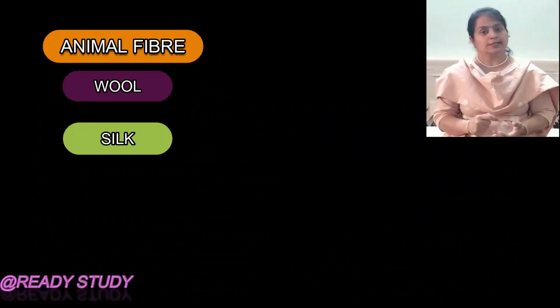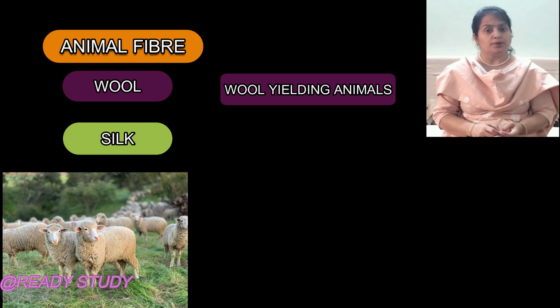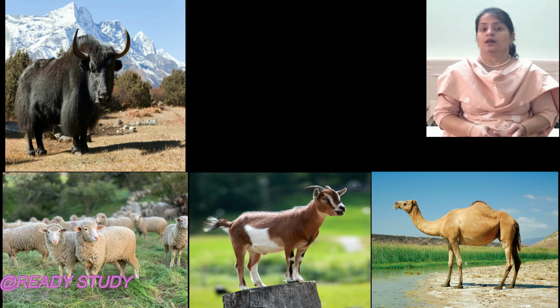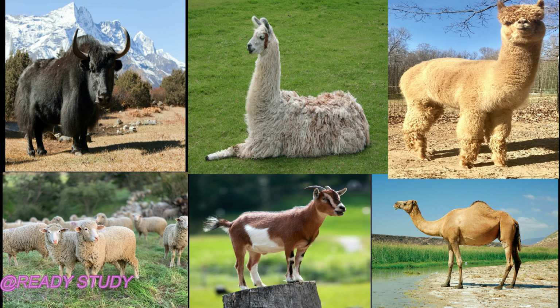Hello children, in class 6th we studied about plant fibers, that is the cotton and jute. Now in class 7th we'll talk about animal fibers. Animal fibers are those fibers which we get from animals like wool and silk. And you know that all the animals who give us wool are known as wool yielding animals. For example, sheep, goat, camel, yak, llama, alpaca, etc. All these animals are known as wool yielding animals.